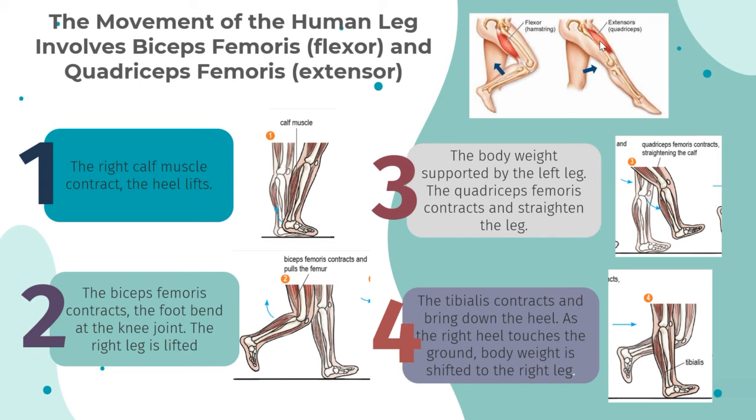You have to know the concept of flexor and extensor. In the movement of the human leg, the bicep femoris acts as a flexor, which will bend the leg, whereas the quadricep femoris acts as an extensor, which can straighten the leg.